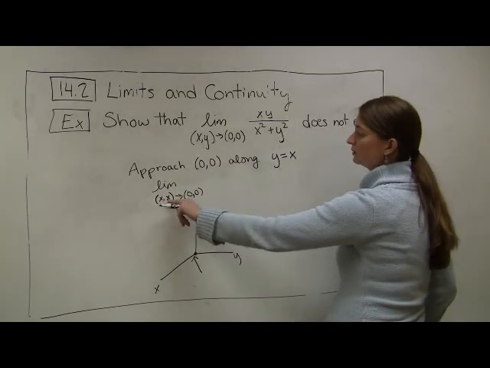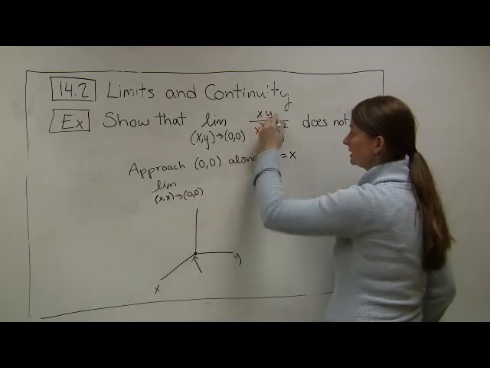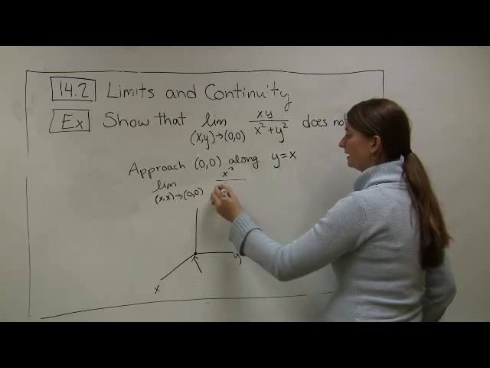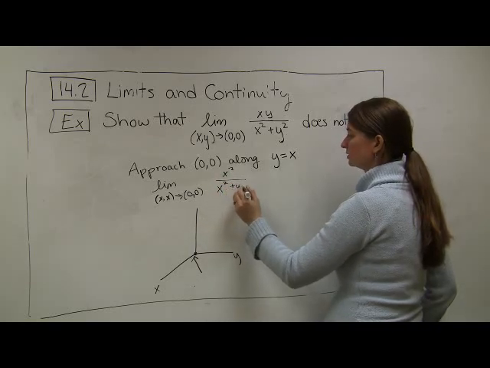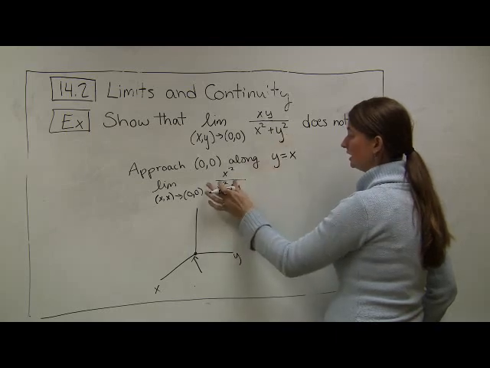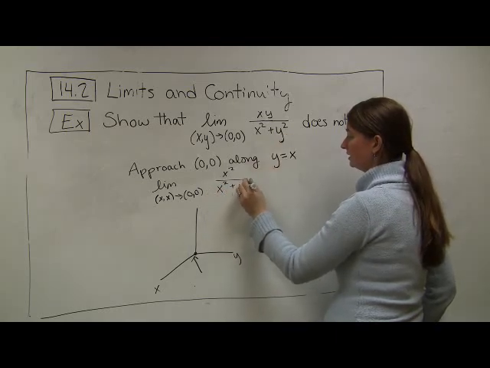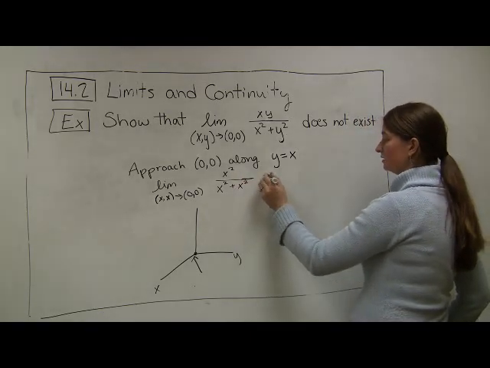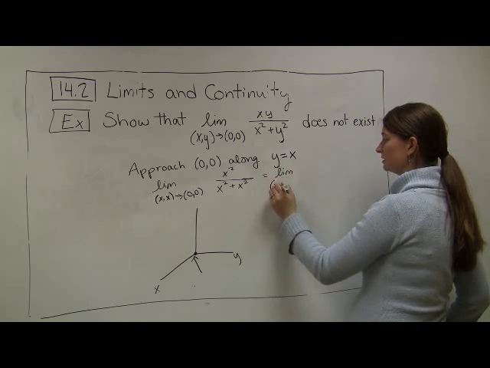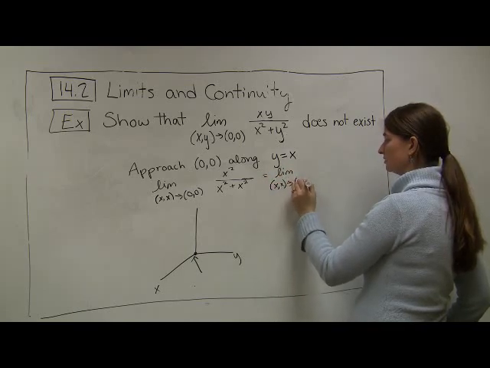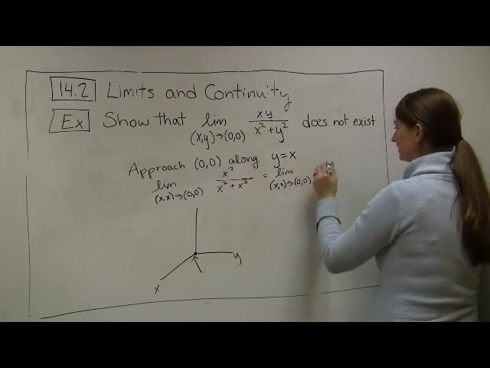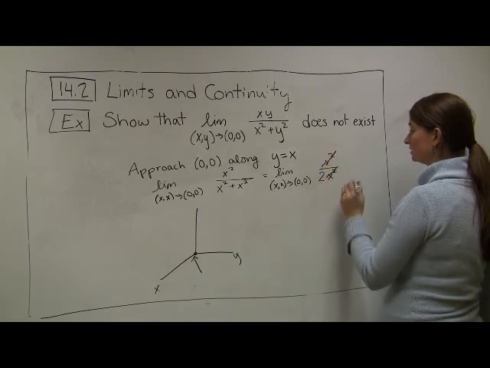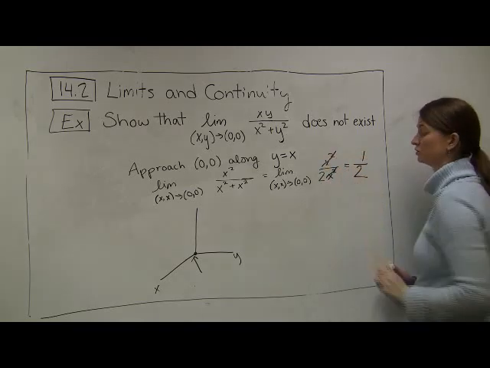So when I evaluate it where my y is equal to x, I get x times x in the numerator, which is x squared in the numerator, divided by x squared plus y squared. But in this case, again, y I'm replacing with x. I get x squared plus x squared in the denominator. So this is the limit as (x, x) approaches (0, 0). And I can simplify this algebraically to get x squared divided by 2x squared. My x squareds can cancel, and we see this is exactly equal to just 1/2.